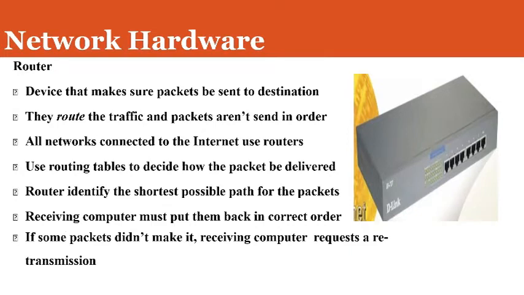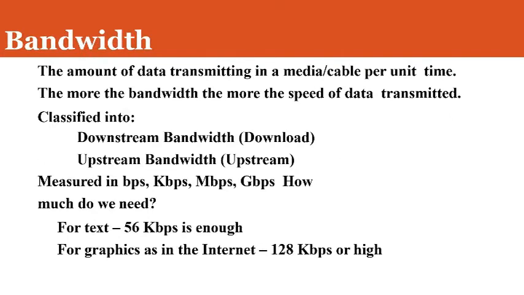Then, the router identifies the shortest possible path for the packets. The receiving computer must put them back in correct order. Then, if some packets didn't make it, the receiving computer requests a retransmission. So, that is the router.